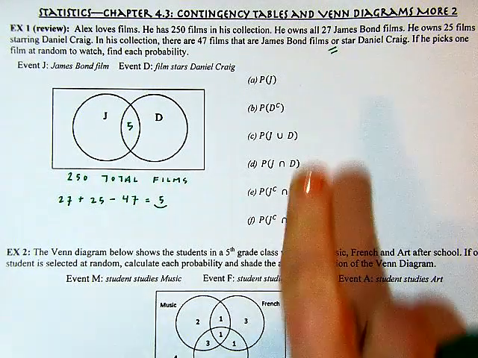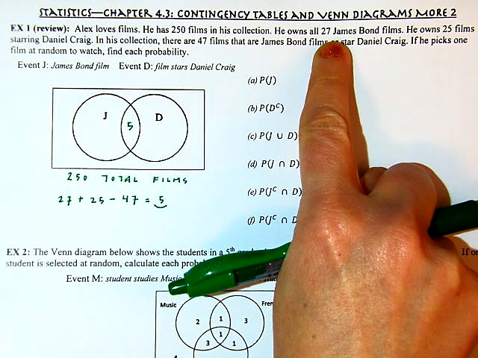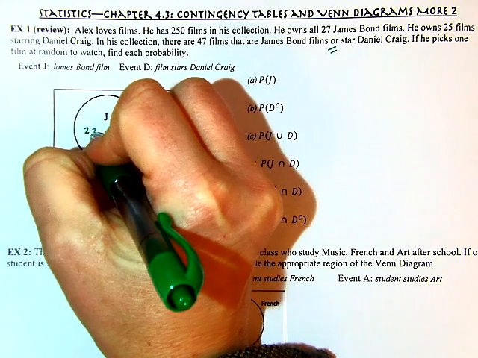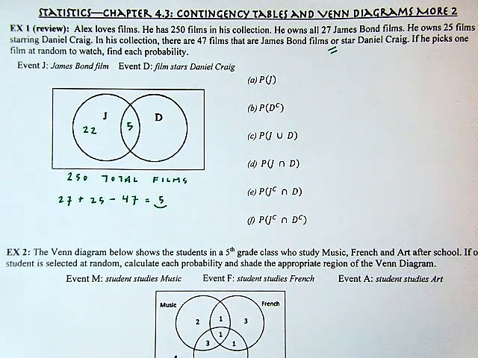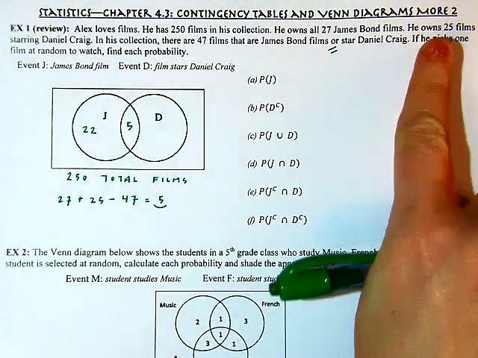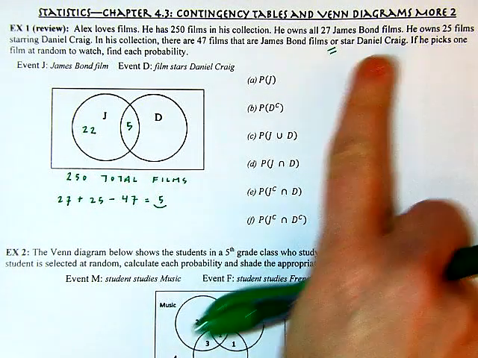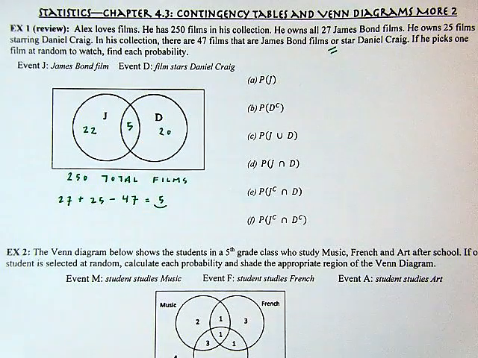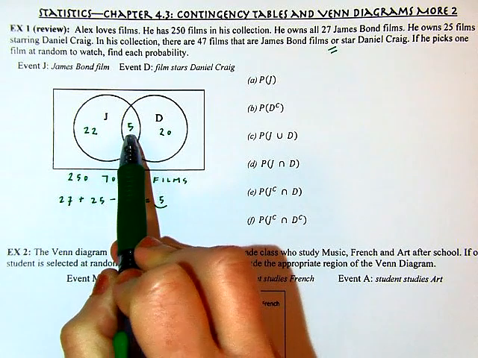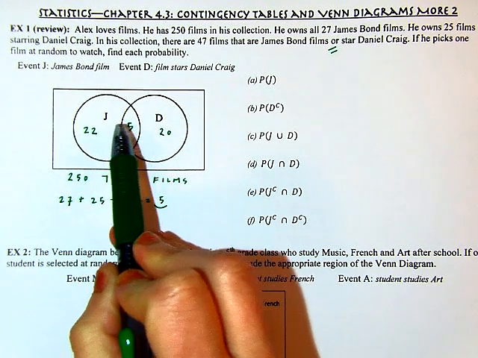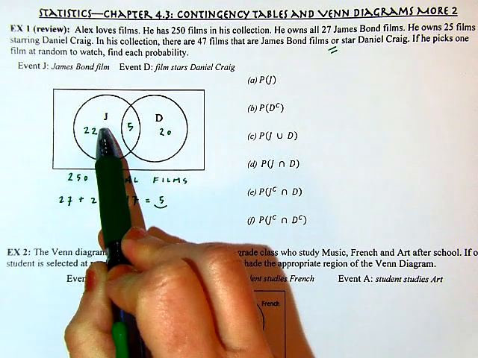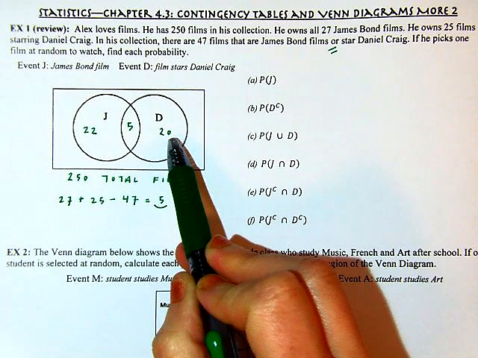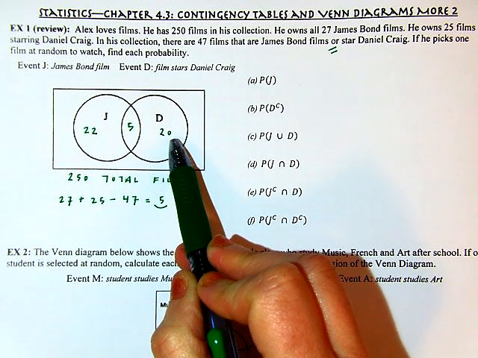So then, since we have 27 with James Bond, we're just taking 27, take away 5, and we get 22 in this region. We have 25 that star Daniel Craig, right? We're told that right here. So 25 minus 5 gets me a 20 right here. So what that's showing me right now is that there are 5 films that are James Bond starring Daniel Craig, 22 that are just James Bond, right, do not star Daniel Craig, and then 20 films that star Daniel Craig but are not James Bond.